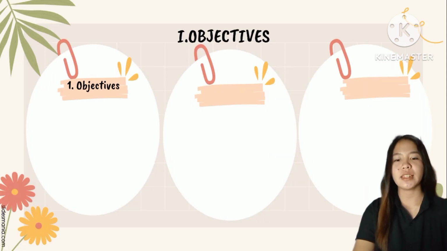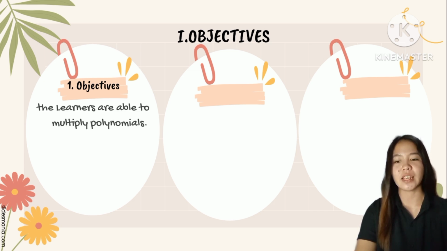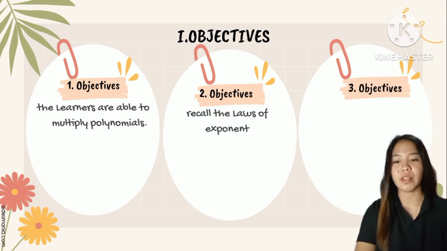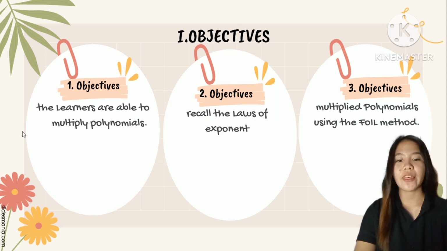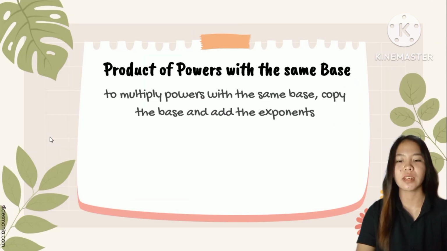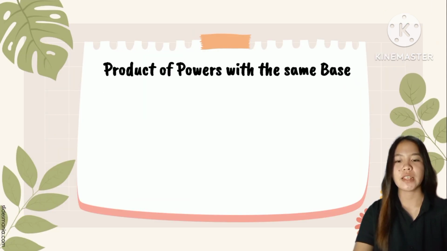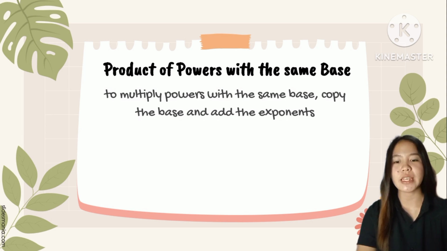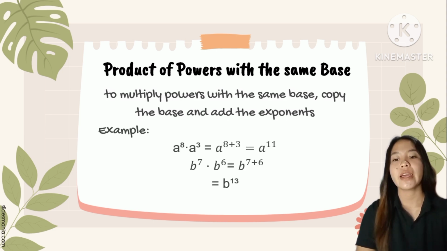Before we proceed, let's have our objectives. At the end of the lesson, first, the learners are able to multiply polynomials. Second, recall the laws of exponents. And the third is multiply polynomials using the FOIL method. Okay, so first is product of powers of the same base. To multiply powers with the same base, copy the base and add the exponents.